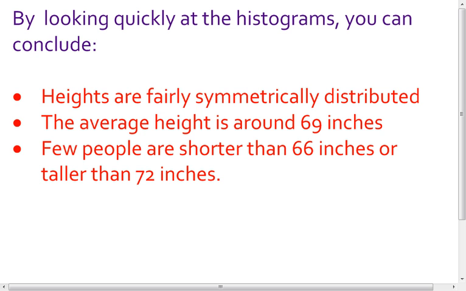I didn't graph all this, but if you finished your graph, you should realize that the heights are fairly symmetrically distributed. The average height is around 69 inches. There are very few people that are shorter than 66 inches or taller than 72 inches. These are just some general observations you could make by finishing out that histogram that I didn't finish, but you guys can certainly go back and finish it out. That would be a good thing for you to do. Okay, so that is your lesson on histograms.